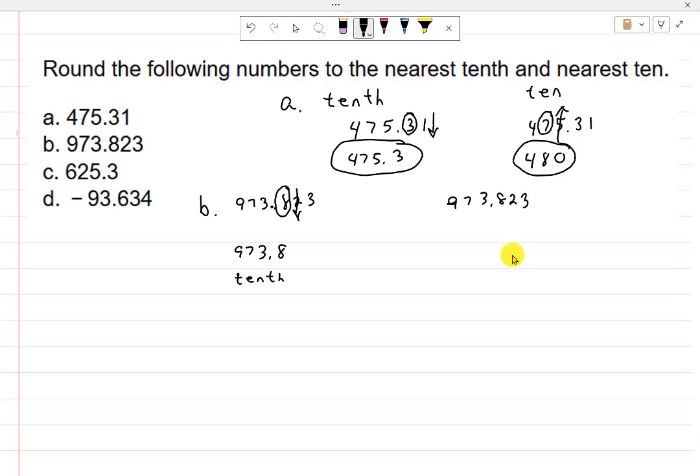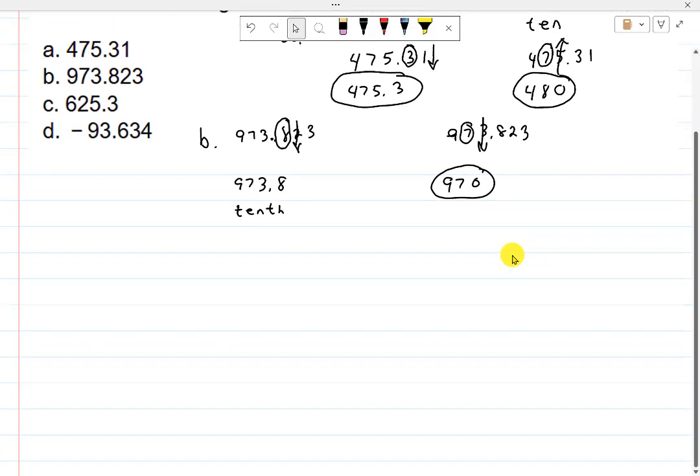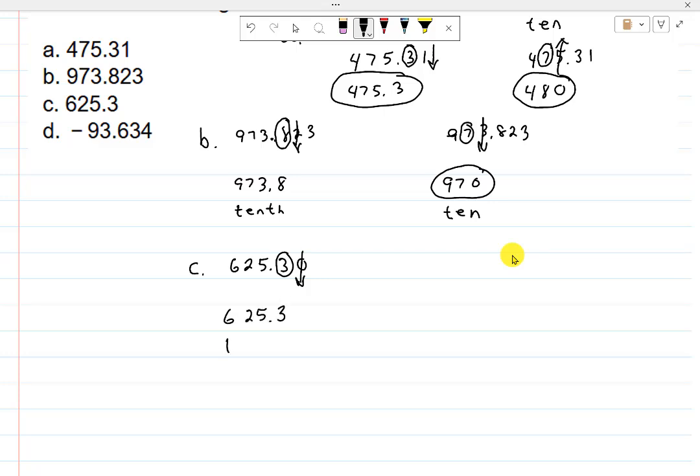And then over here, 973.823. Now I want the nearest 10. So once again, there's my spot for the tens. The 3 tells me to round down, and I end up with 970. Part C, we have 625.3. Now the nearest tenth, let me write this. Now it doesn't look like there's a digit after there, but technically there's a 0. So we're going to round down and get 625.3. That's to the nearest tenth.